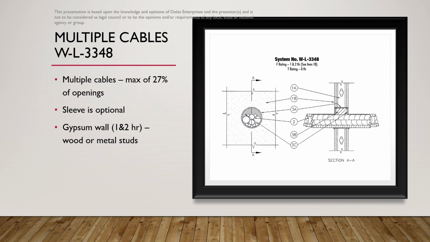Multiple cables are identified in WL3348. While a sleeve is not required, in a gypsum board wall such as this, typically the sleeve is going to be used because there's no other way to protect the opening. Multiple cables are allowed, but a maximum fill of 27% in the opening is all that's permitted. Another thing to watch in this type of system is the gypsum wall is for 1 and 2 hour only. So if you have a 3-4 hour rated wall assembly, another UL system would have to be designed.